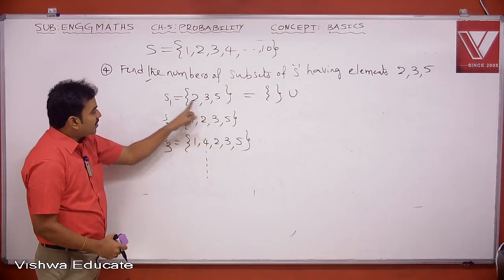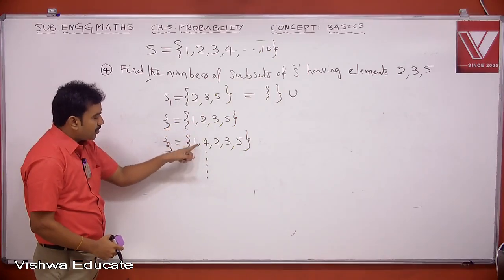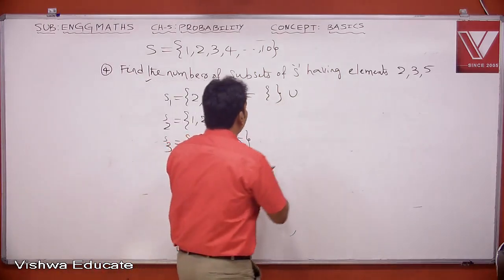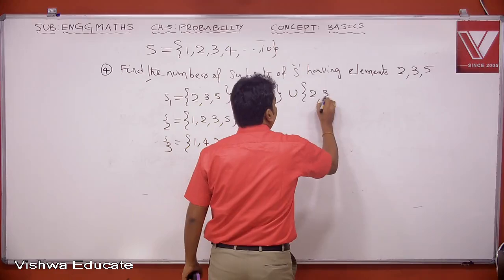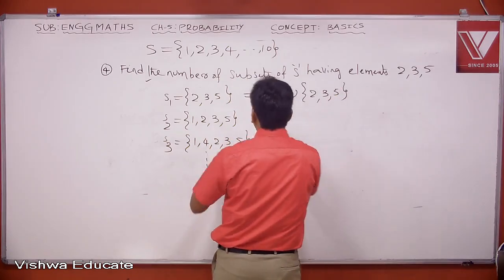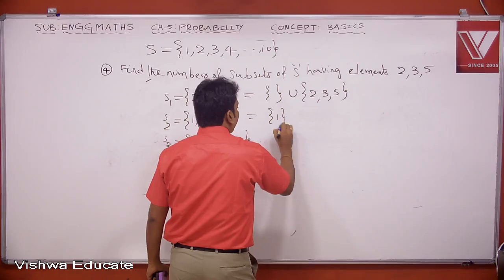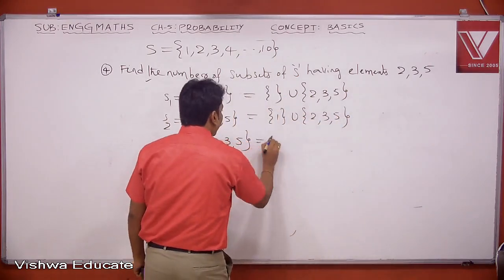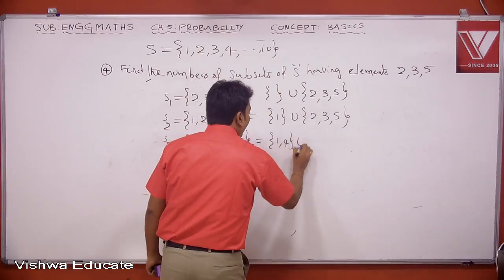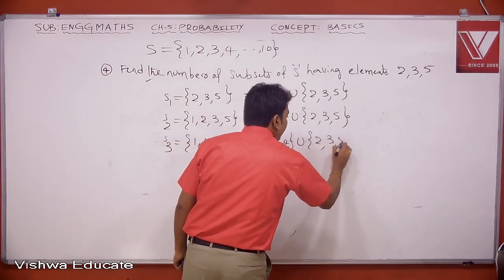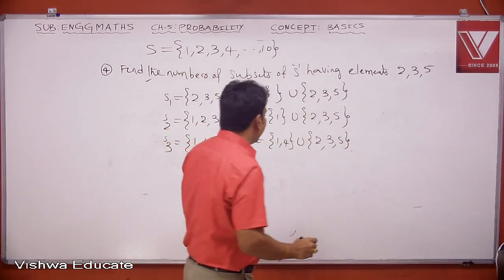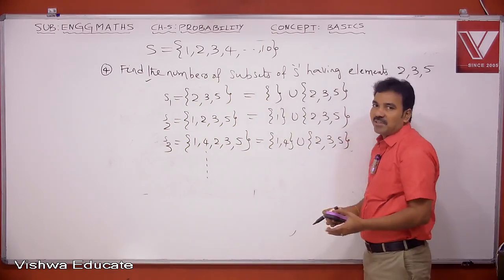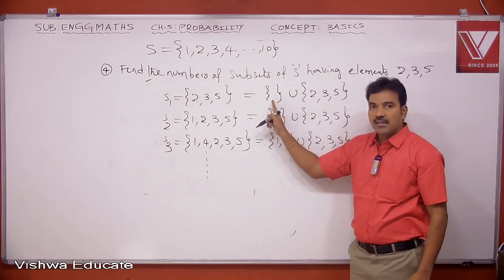So in this case, S1 is this, S2 is this, S3 is this. So this {2, 3, 5} can be written as the empty set union {2, 3, 5}. Now this we can write as singleton {1} union {2, 3, 5}. This we can write as the set {1, 4} union {2, 3, 5}. Now when you look at this, this is a subset of S having 0 elements. So basically we call it the null set or empty set.